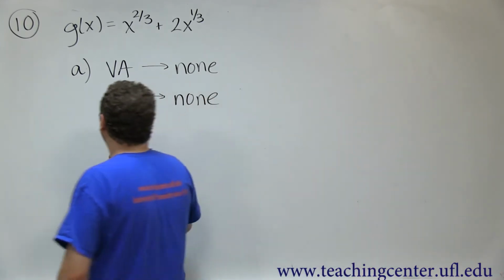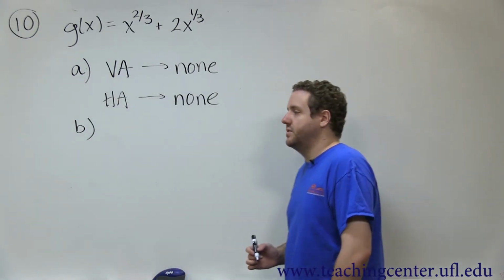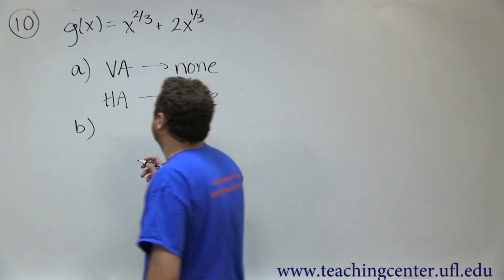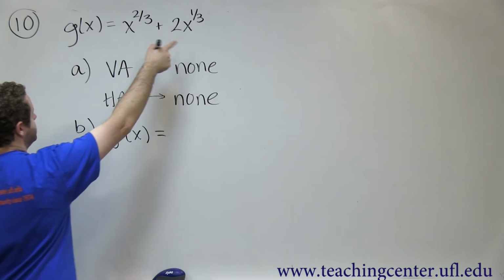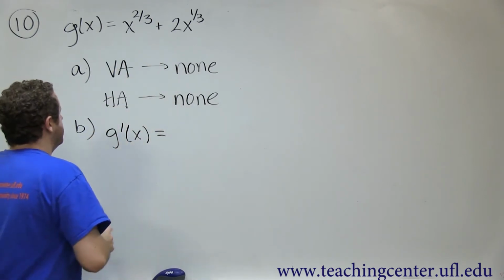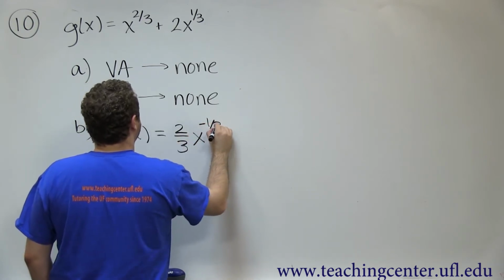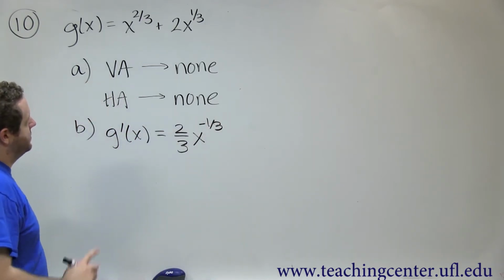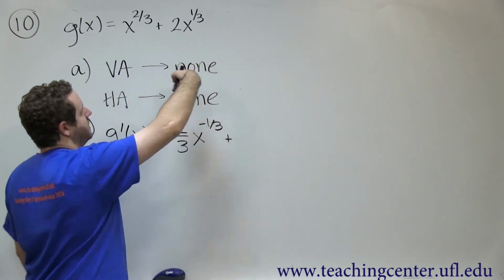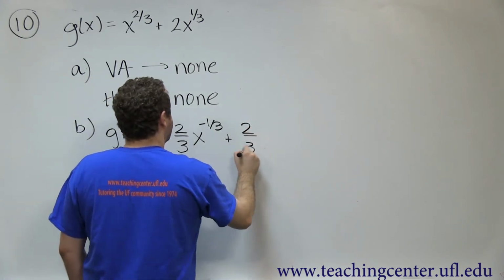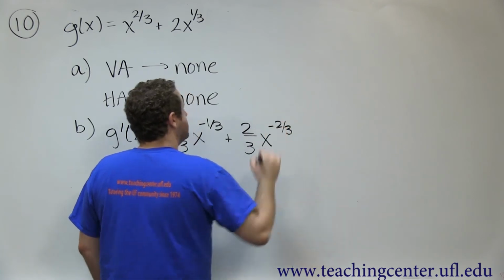All right, so for part B, we're finding critical numbers, increase, decrease, and concavity. So we need to take our derivative. So g prime of x, our derivative here, we can get just by using the standard power rule across these. So the derivative of x to the 2/3 would be 2/3 x to the negative 1/3. And the derivative of 2x to the 1/3 would be, you'd still have the 2, and we're bringing the 1/3 down, so that actually also has a coefficient of 2/3. And our power on that one would be x to the negative 2/3.